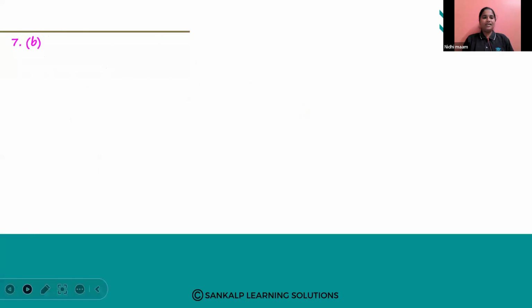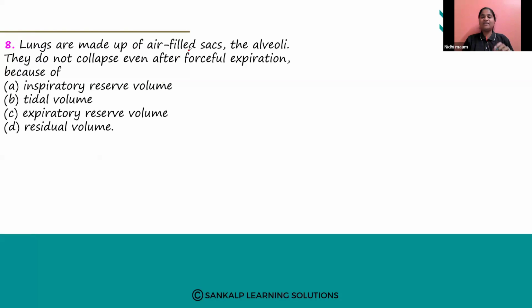Next question. Lungs are made up of air-filled sacs, the alveoli. They do not collapse even after forceful expiration because of. So when we see the diagram of our respiratory system, we have lungs, right? So we have two lungs.